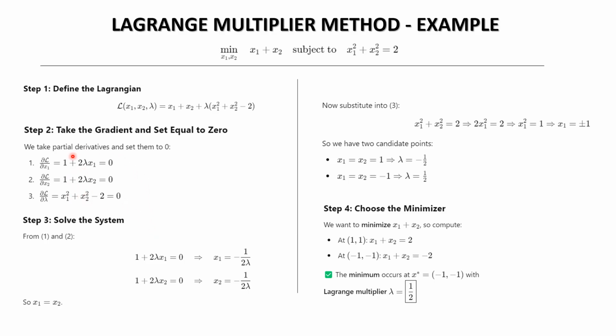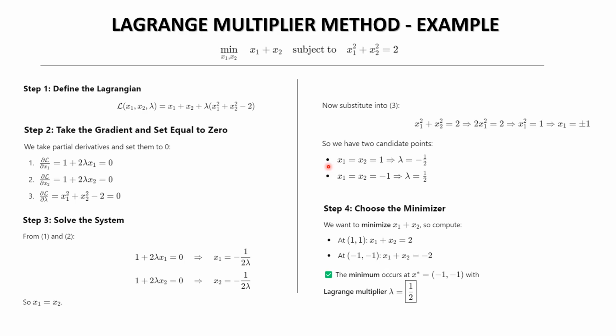Then solving this system of three equations. First, solving the first and second equations and receiving such a correlation for x1 as a function of lambda and x2 as a function of lambda. And here we have this correlation between x1 and x2. Now substituting what we have received into the third equation and multiplying them, equalizing them, and receiving as a result x1 is equal plus minus 1. So we have actually two candidate points.